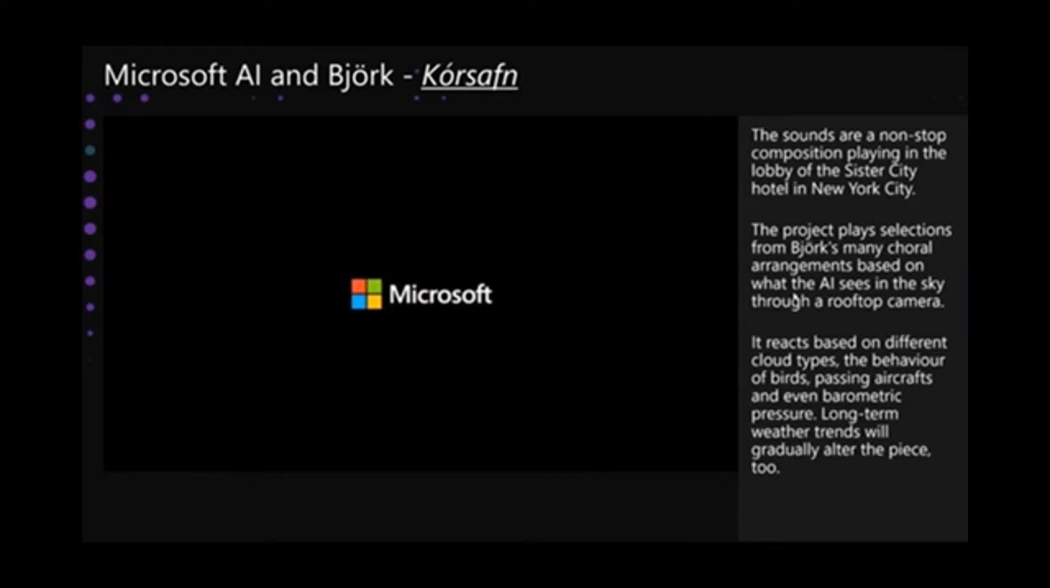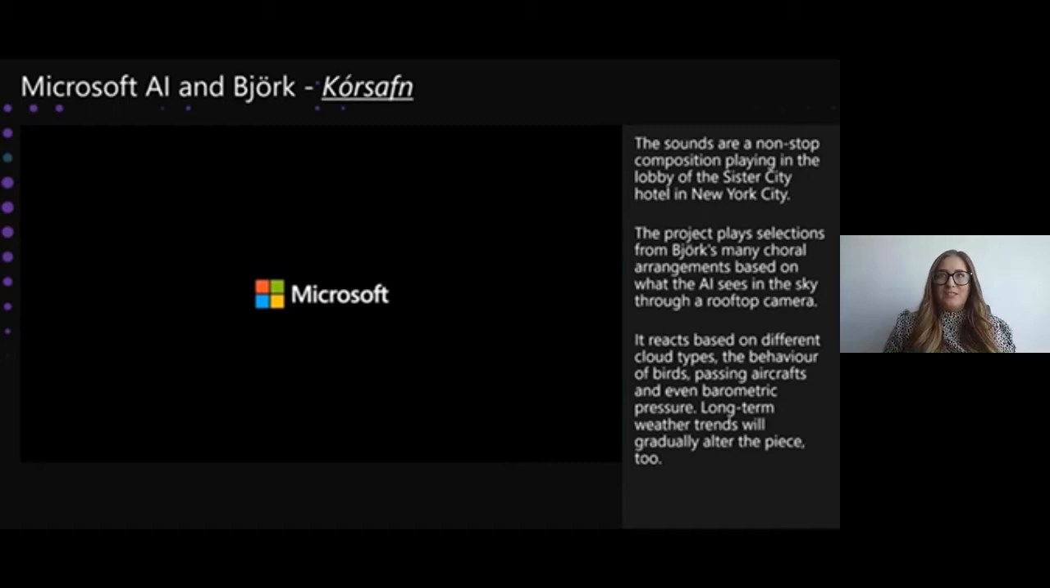Okay, so basically what that video is explaining to us is that there's a camera on top of a rooftop in New York, right? On top of the Sister City Hotel, I think it said, in New York City. And this is really cool because the camera on top of the roof checks or has a look at what's going on outside, and then it actually changes the music in the lobby of that hotel. And it does this using AI.